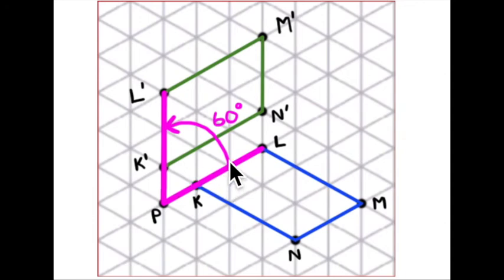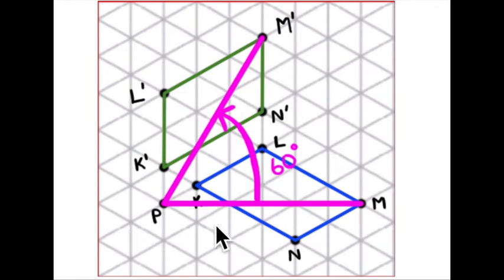This is 60 degrees. The sides of an equilateral triangle form a 60-degree angle. And so this length right here, KL, rotates 60 degrees and ends up as K prime and L prime. So that's not too bad. You can use the grid to see that.